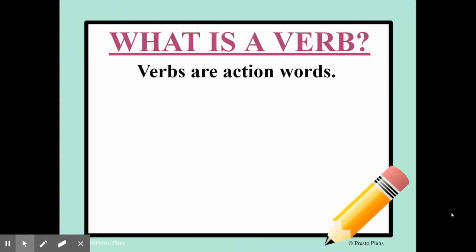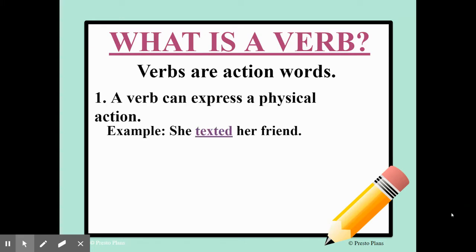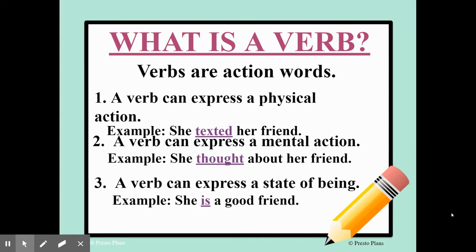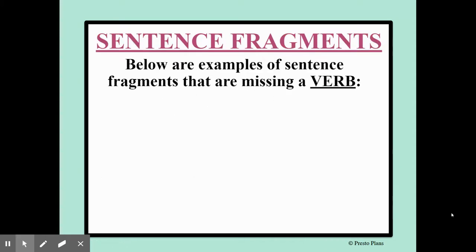What is a verb? Verbs are action words. A verb can express a physical action, such as she texted her friend. Verbs can express a mental action, such as she thought about her friend. Remember, though, that a verb can also express a state of being. She is a good friend. The word is a state of being verb.